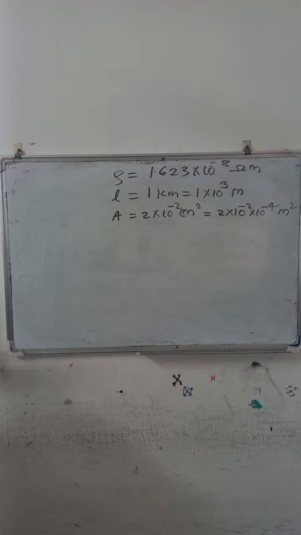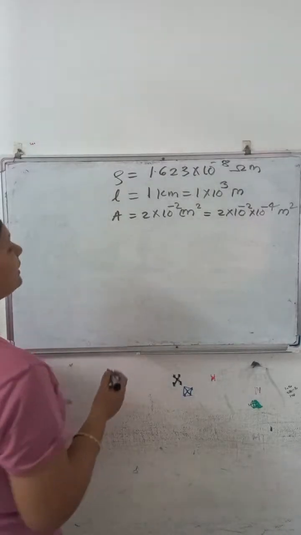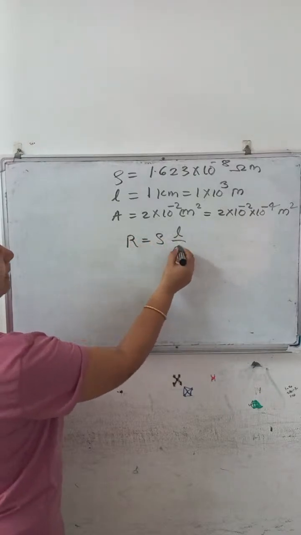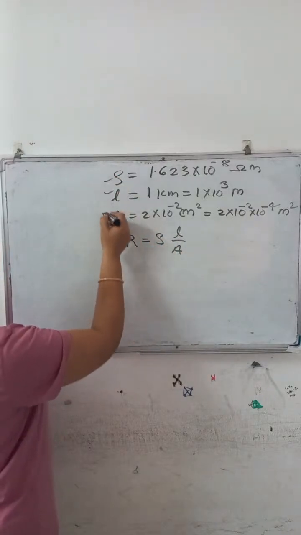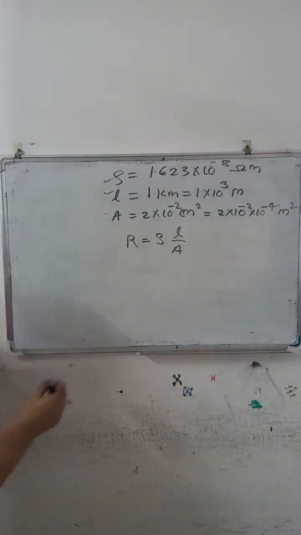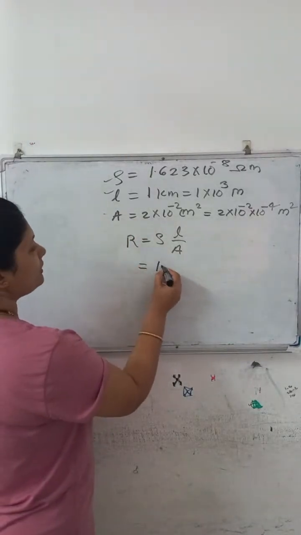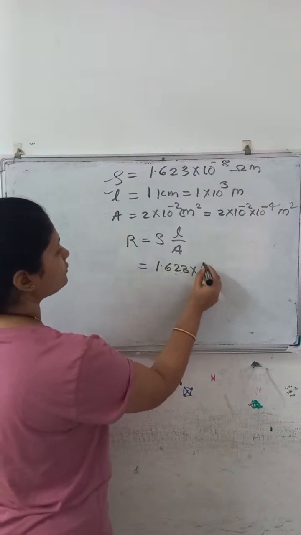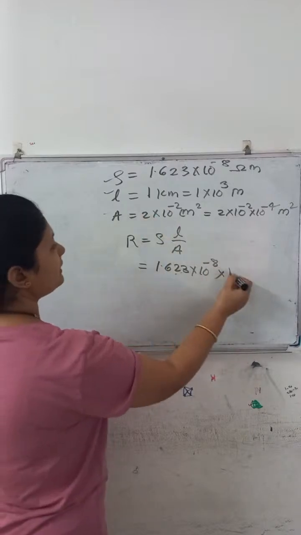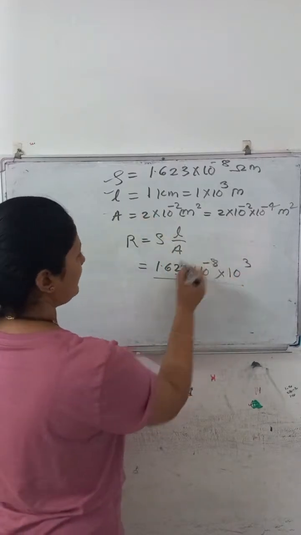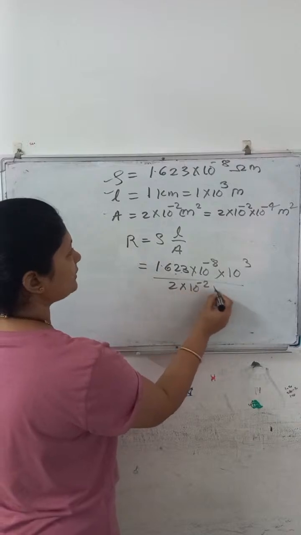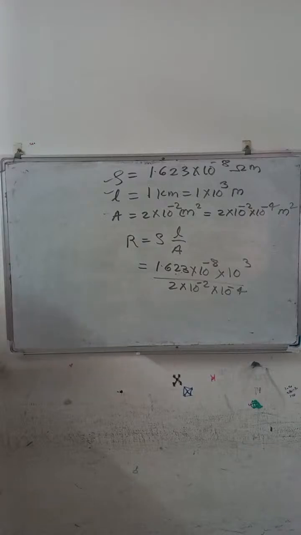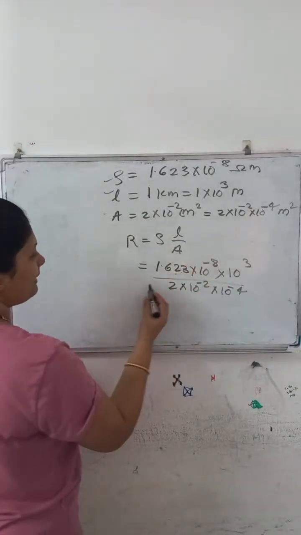So once you get this, they are asking here resistance. We have the formula R is equal to rho L by A. So I have rho, L and A, all these values. So substitute all these values over here. Rho is 1.623 into 10 raised to minus 8. Length is given, 10 raised to 3, divided by area, which is 2 into 10 raised to minus 2 into 10 raised to minus 4. Now first you can collect all the powers over here.